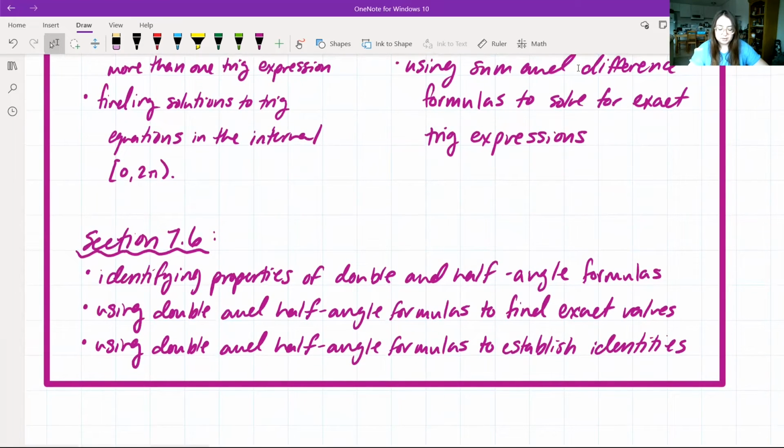And lastly, section 7.6, we want to be identifying properties of double and half angle formulas. So this is just recognizing what they look like and recognizing their formations when you write them out. So the exact formulas specifically. And then we want to use our double and half angle formulas to find exact values and also to establish identities. So using those half angle and double angle formulas helps us establish certain identities, and also we can use them to find exact values.